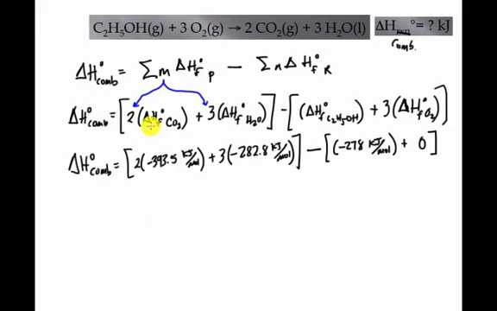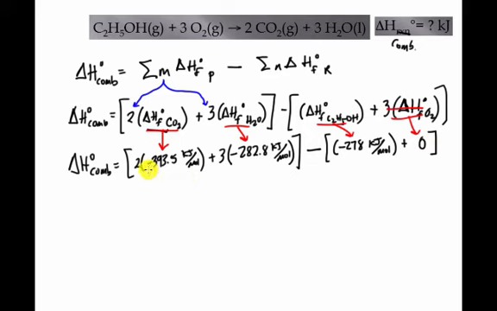Okay, so I replaced this information here. Let me do a different color. I replaced this information here from the chart. I replaced this over here. Now notice that this one here I put as a 0 because anything in its elemental state, like oxygen or hydrogen, is going to have a value of 0 if you look it up on the chart.